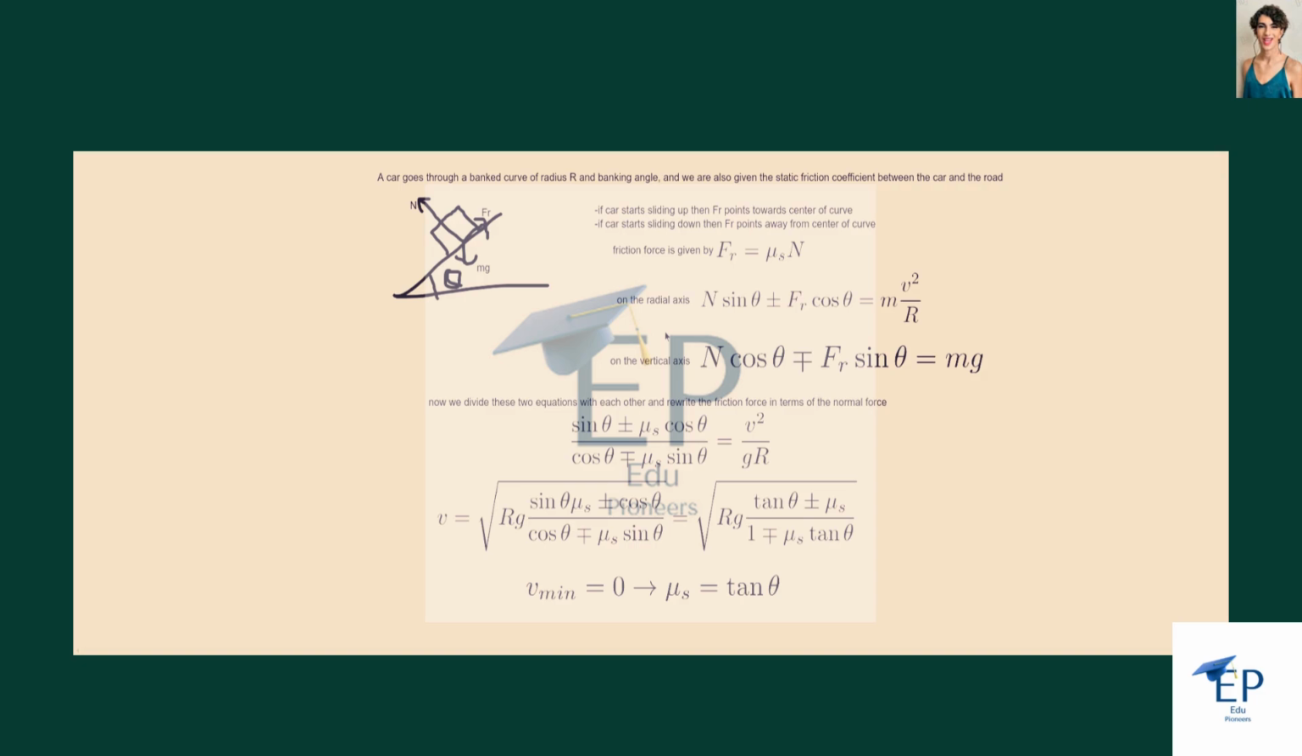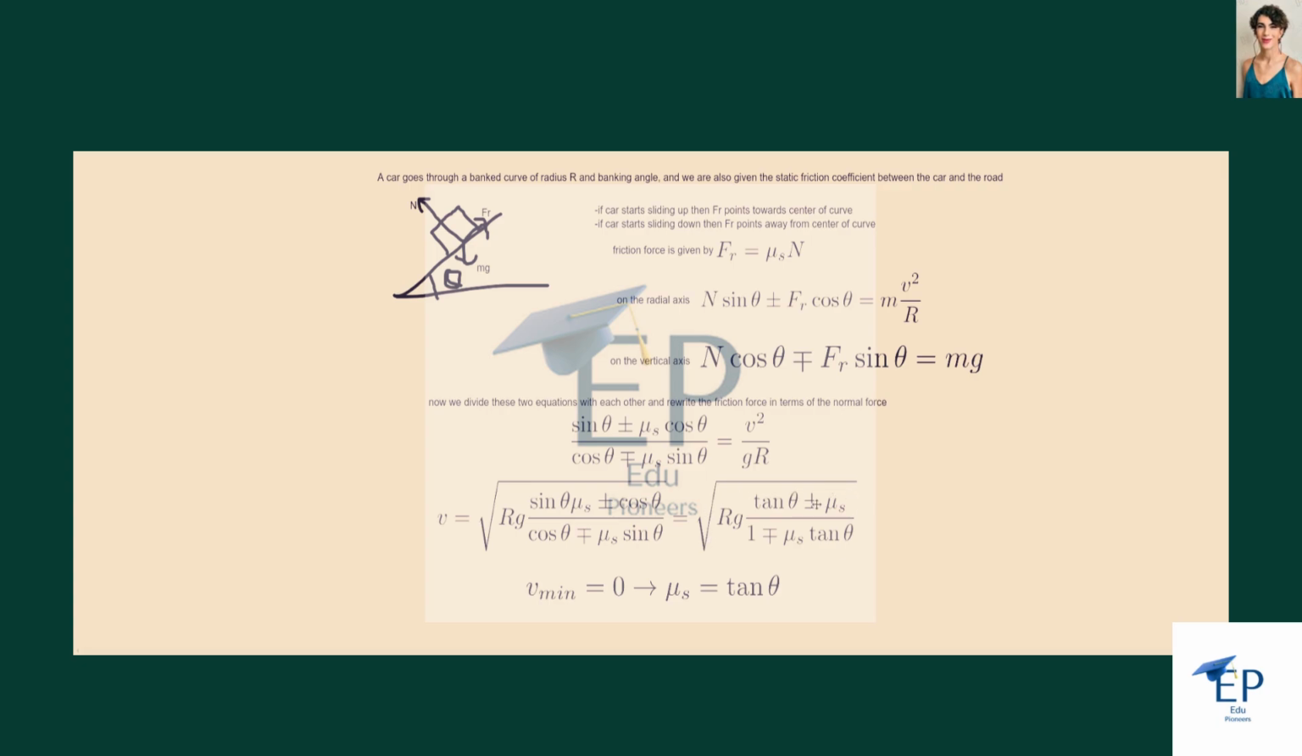In order to find the velocity of the car, we're going to divide these two equations and write the friction force using this definition here. If we do that, we're left with this relation, and it's straightforward to solve for the velocity from here. We can do some trigonometry to make things a little bit cleaner, and we're left with this equation here.